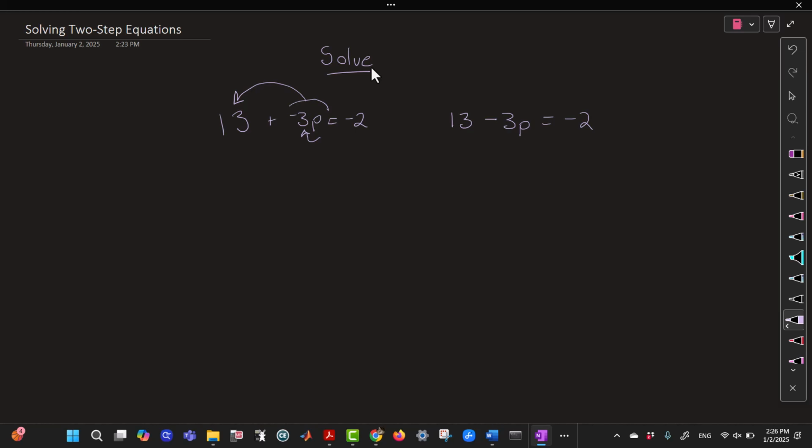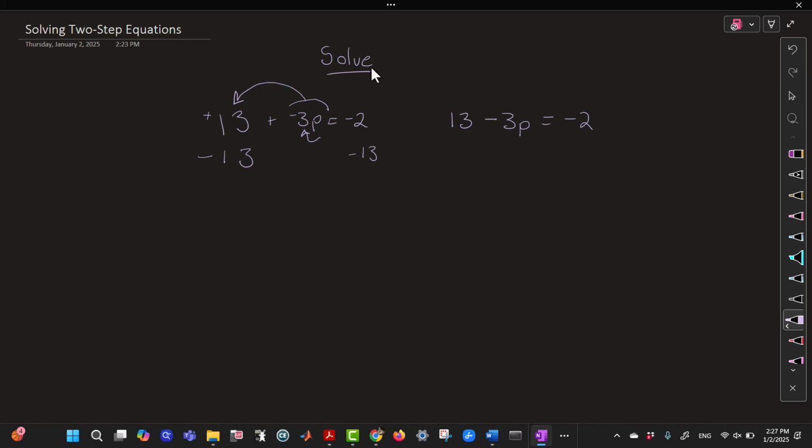So what do we have here? This is a positive 13. We know it's positive because there's no sign in front of it. If there was a negative sign, it would be negative, but it's a positive. And so to get rid of it, we're going to subtract 13 from both sides. 13 here is being added, and so we're going to subtract it.